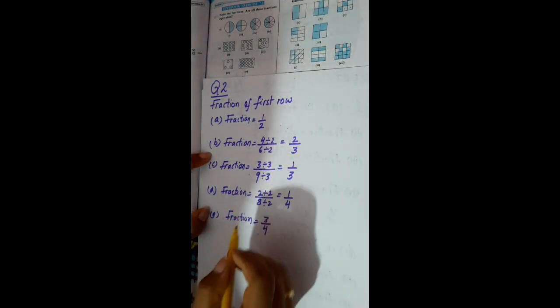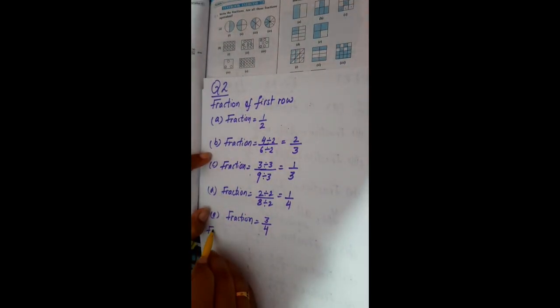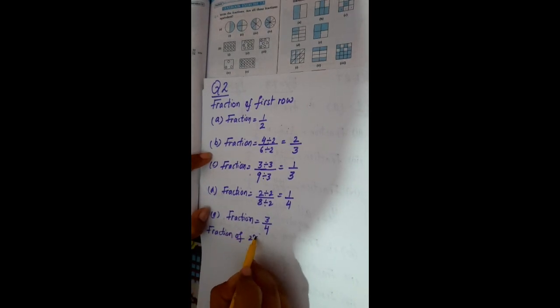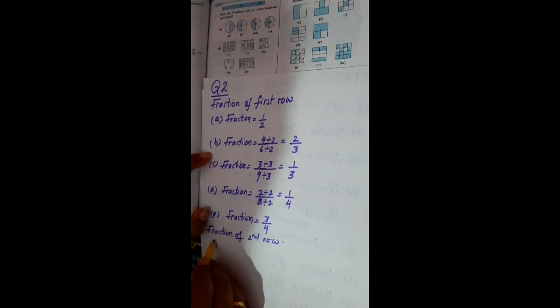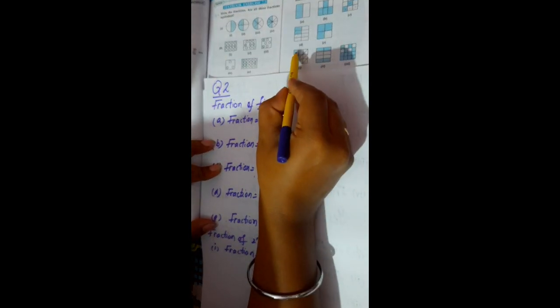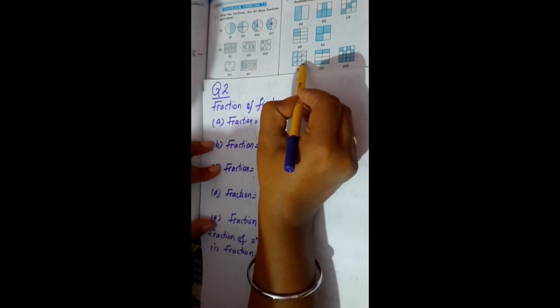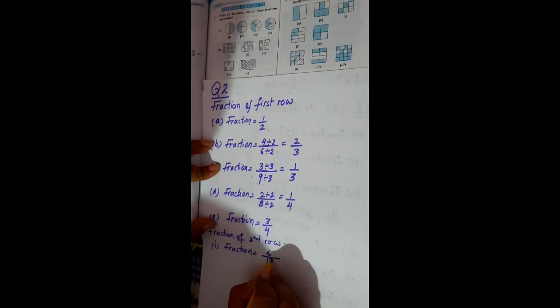Now next, let us find the fraction of second row. First one, you have to find the fraction. In this, how many equal parts are there? 1, 2, 3, 4, 5, 6, 7, 8, 9, 10, 11, 12, 13, 14, 15, 16, 17, 18. And out of 18, 6 parts are shaded. So fraction is 6 upon 18.